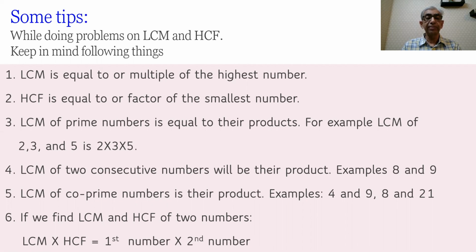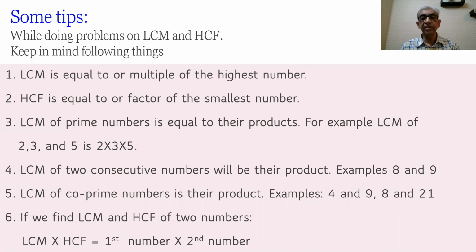LCM of co-prime numbers is their product. Example 4 and 9, 8 and 21. 4 and 9, though 4 is not a prime number and 9 also is not a prime number, but they are co-prime. That means they do not have a common factor between these two. Similarly, between 8 and 21, both were not prime numbers, but they are co-prime numbers because there is no common factor between them.